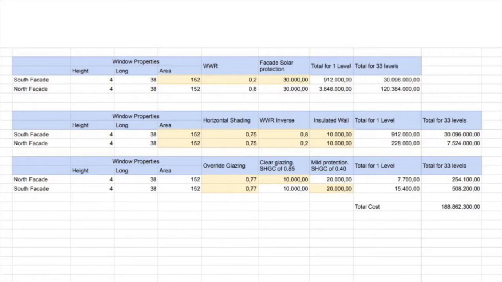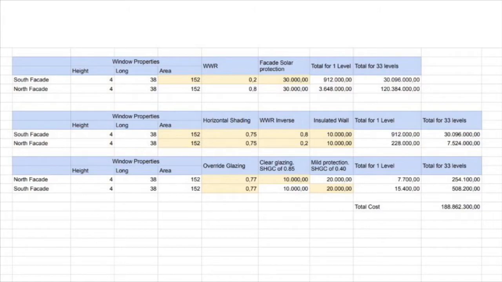For the second part of the assignment, we calculated the insulated wall for both facades. For the south facade, we multiplied the area of 152 square meters times the horizontal shading of 0.75 times the window to wall ratio inverse of 0.8 times the cost of the insulated wall of 10,000. The final cost, taking the whole building, was 3,096,000.